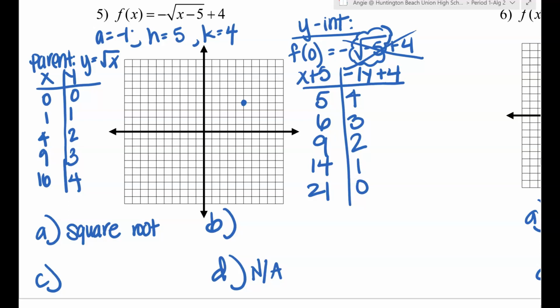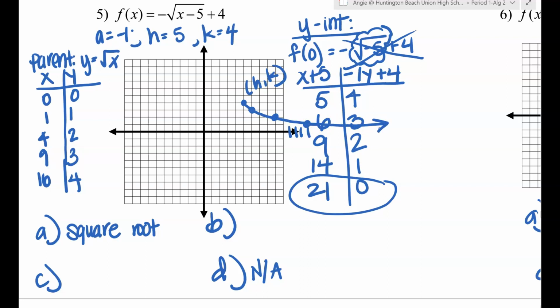So our first point is already plotted at 5, 4. This is your h, k, okay? 6 is now 3. 9 is 2. I'm going to graph out this last one, I'm not going to make 21 tick marks, okay? But I will maybe eyeball 14 more here. So that's going to be 1, just like that. So it is decreasing, just like that.